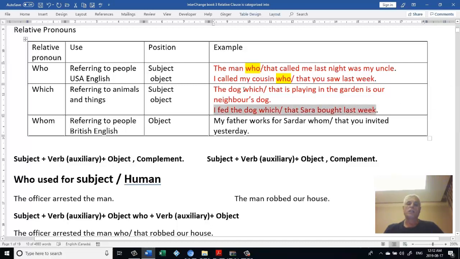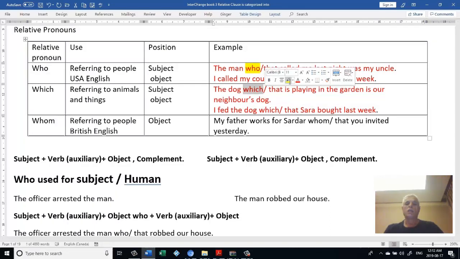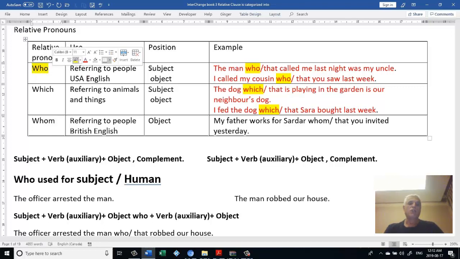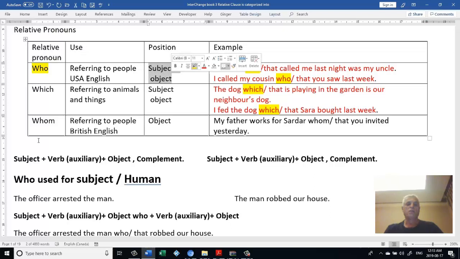Let's go back again to the sentences. If we look here, the relative pronoun works instead of the subject. We go to the second sentence, and we see here which works as an object. Then we have a little difference between American English and British English. For American English, we use who for both the subject and the object.